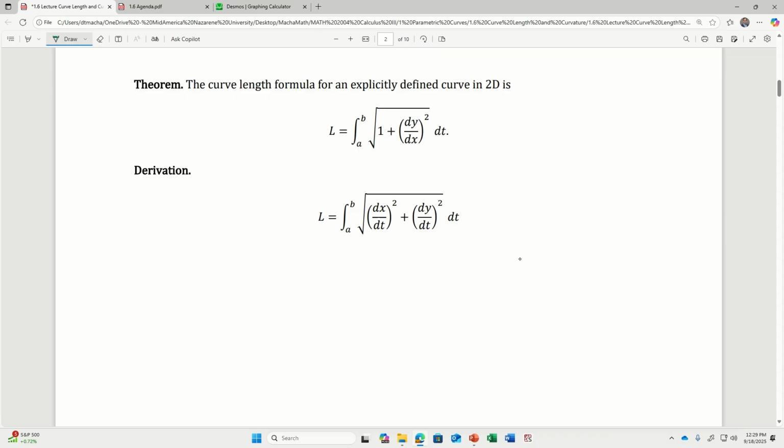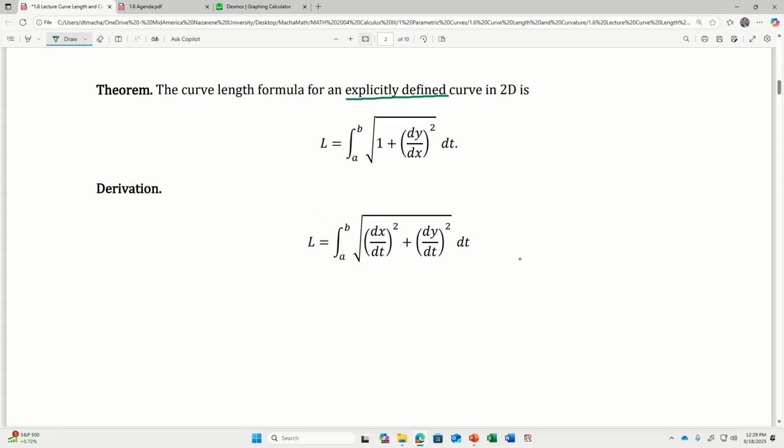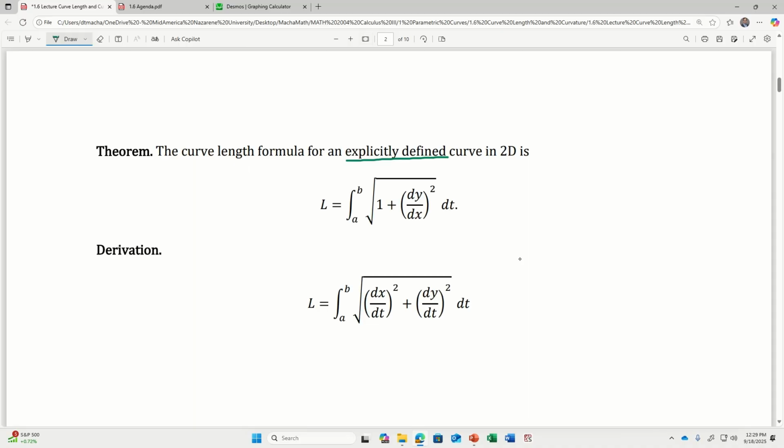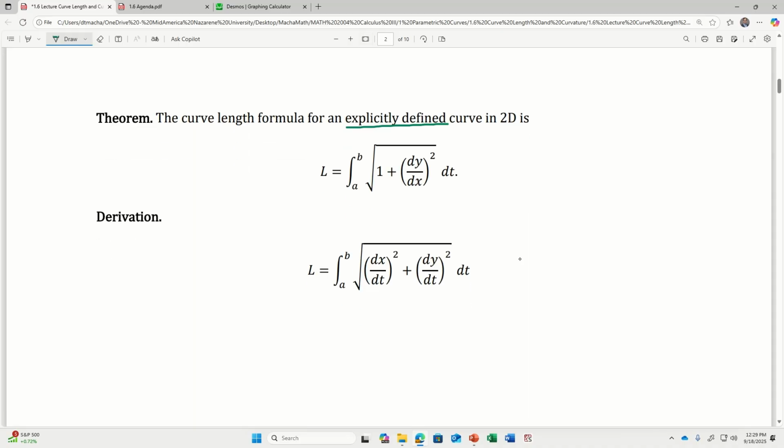So now, what if I have an explicitly defined curve in the xy plane? So we're still in 2 dimensions, we still just have x and y. But what if my curve is not a parametric curve? What if instead I just have a plain old curve where y is a function of x? That's what I mean by explicitly defined.